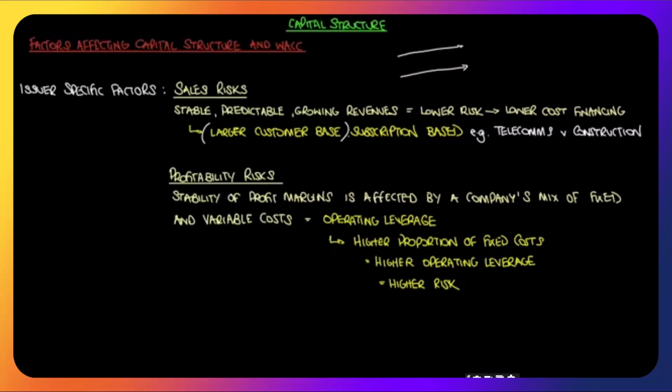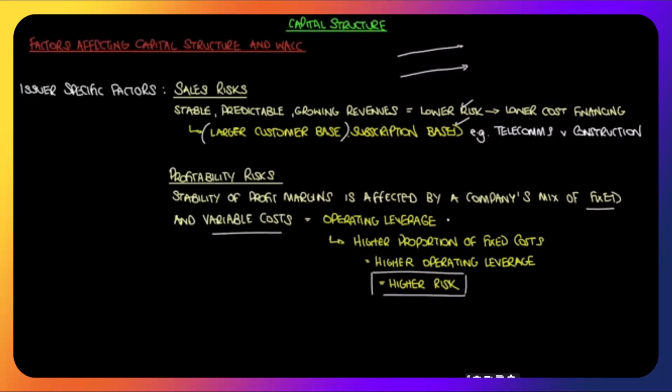If it's subscription-based, that lowers your risk. Telecoms, for example, think of that versus construction. If we have a downturn, construction is in the toilet. But if it's telecoms, you're paying a monthly subscription, they get the same income. Profitability risks. We're talking there about stability of profit margins. Now that is affected by the company's mix of fixed and variable costs. The mix of fixed and variable costs we can refer to as operating leverage. Operating leverage works like this. The higher your proportion of fixed costs, the higher your operating leverage. That leads to higher risk.